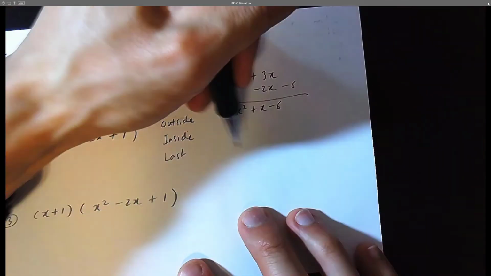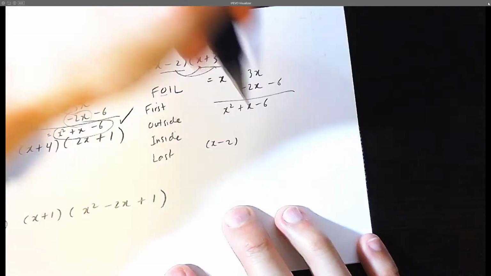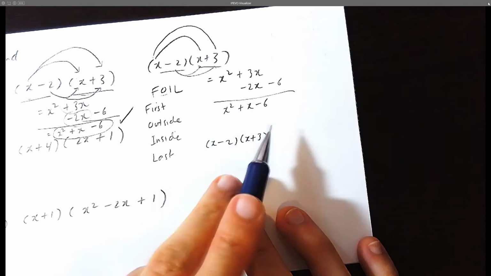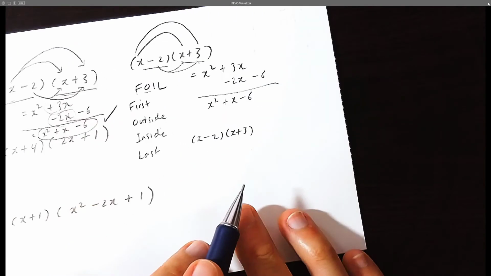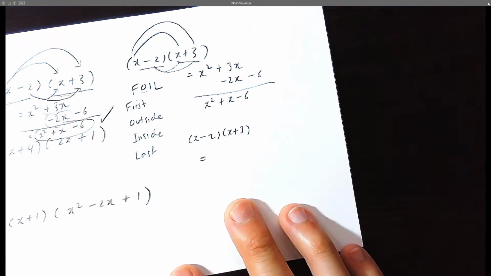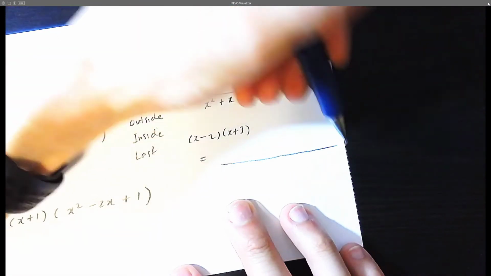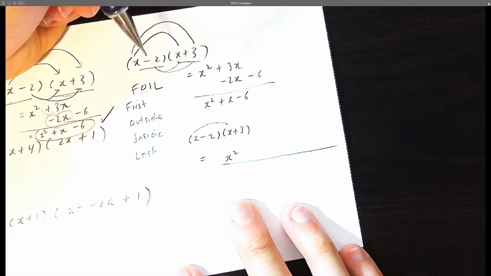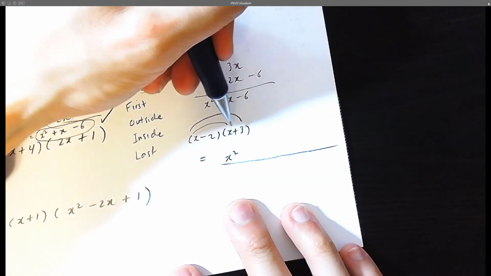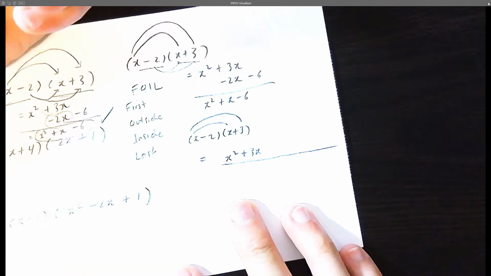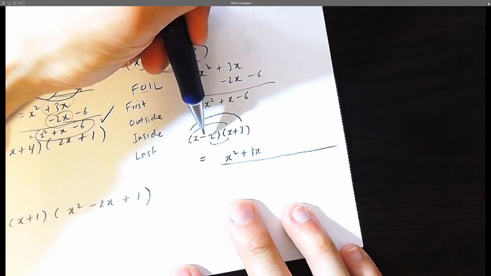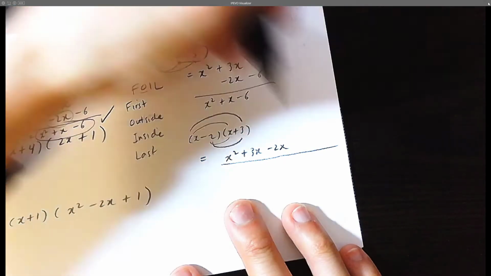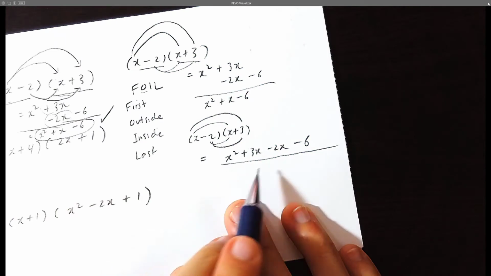One more note here. Let's try the question one more time. I like lining things up because you can just keep things organized and neat and make fewer mistakes. But if you really want to write left to right, you could. So let's just do it across one line, just for practice. X times x is going to be x squared. X times 3 is going to be positive 3x. Negative 2 times x is going to be negative 2x. And negative 2 times positive 3 is going to be negative 6.